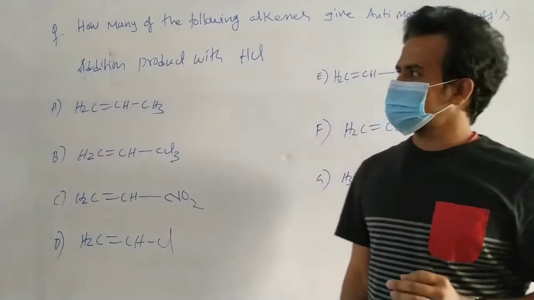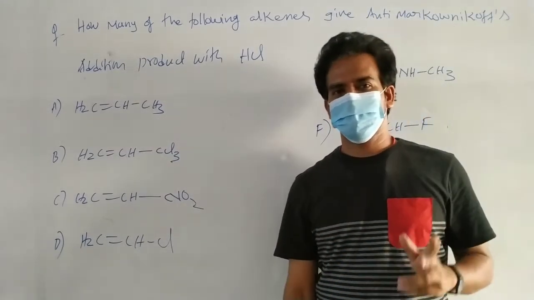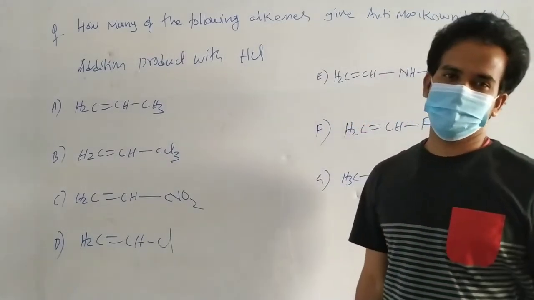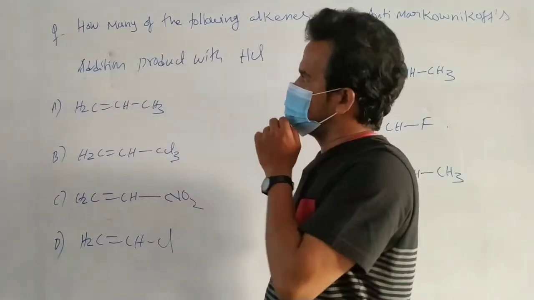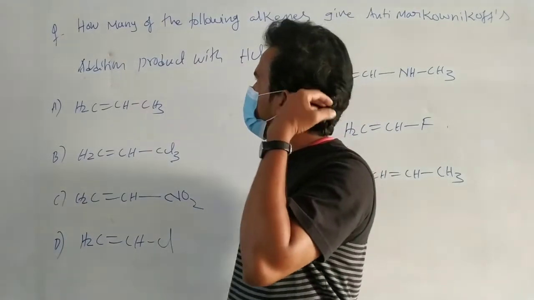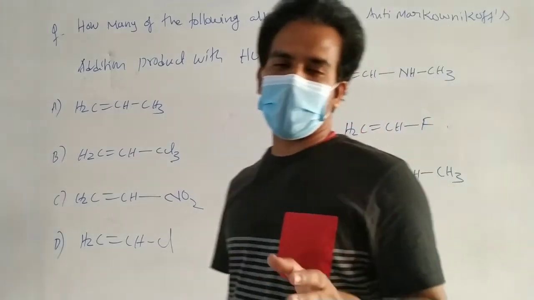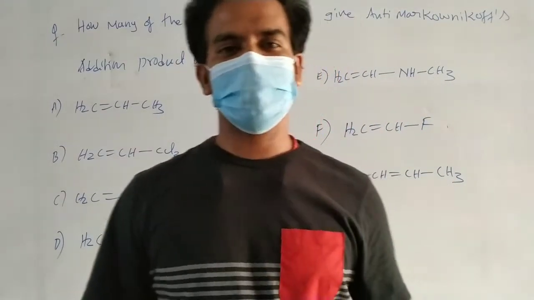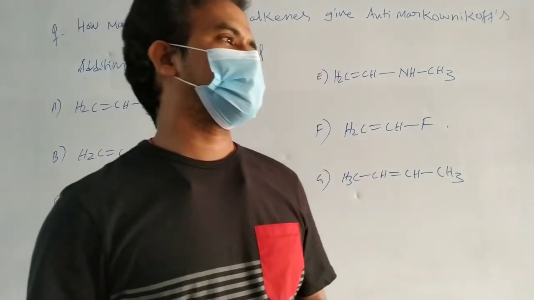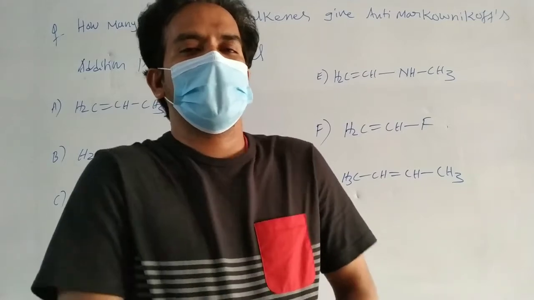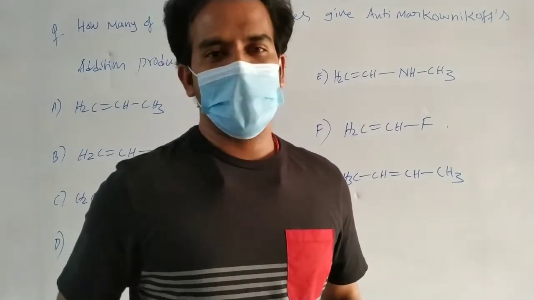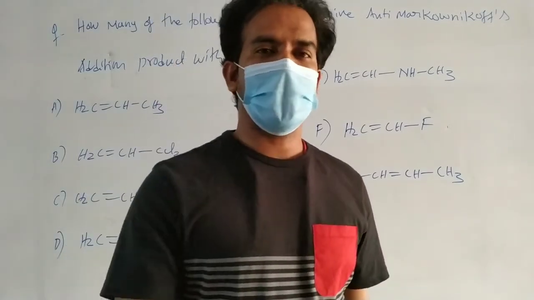In this video, let us discuss one important question from the electrophilic addition reactions. The question is, how many of the following alkenes give anti-Markovnikov addition product with HCl? So we know that with HCl, anti-Markovnikov addition is not possible in the presence of peroxide.